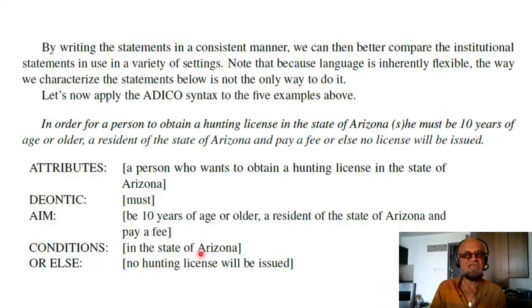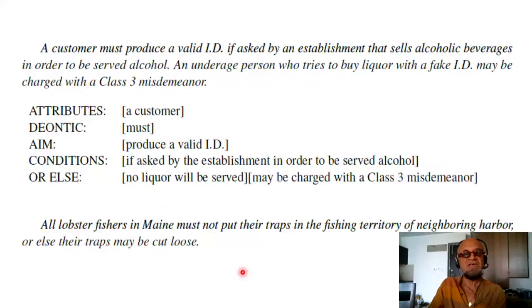Conditions: you must live in the state of Arizona, you must be a resident of the state of Arizona, and there are some conditions associated with how you become a resident of Arizona. You don't have to be born there, you could be working there, you could be a professor in the state of Arizona. Arizona is mentioned because the authors of the book are teaching at the University of Arizona or Arizona State, and they are in fact immigrants who are living there, but they will qualify as residents if they are working and living there. Or else no hunting license will be issued. You see, or else in this case. Let's look at the other one.